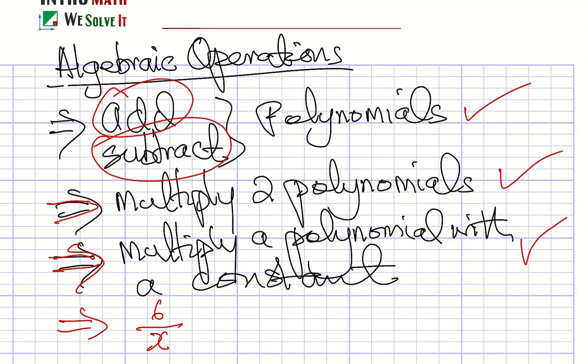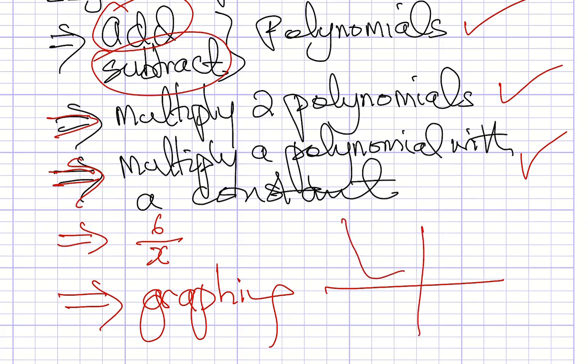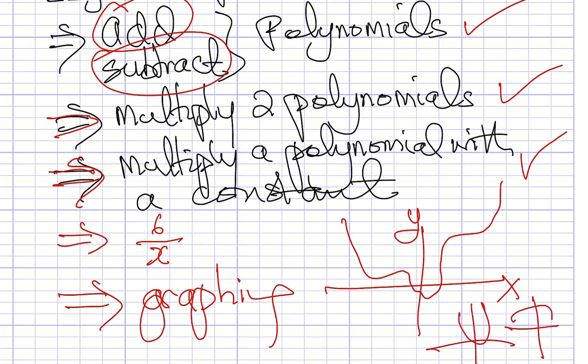Another thing about polynomials is graphing. Polynomials are very useful, you will see later. You can graph a polynomial in one variable, and you can easily graph it. You're probably seeing graphs like this. It goes like that. These are polynomials in one variable. This is x, this is y. I'm sure you're seeing graphs like that. These are polynomials.